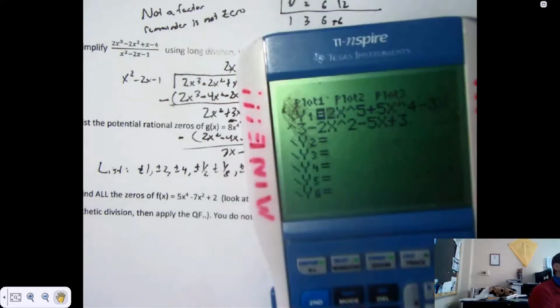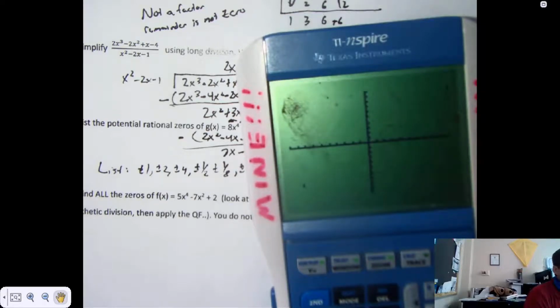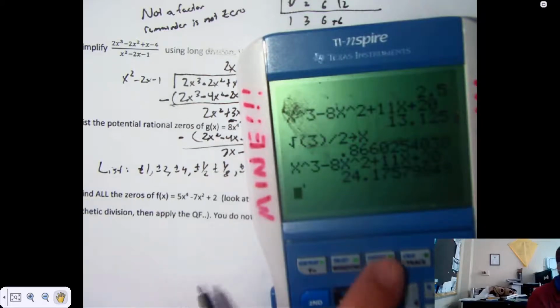So I'm going to go to y equals. I'm going to type that function in. 5x to the fourth minus 7x to the second plus 2. Good old Zoom 6 all day long. There's 4 there. 2 of them are probably pretty ugly. I'm going to do that again so I can see it. I like to pay attention when it's drawing.